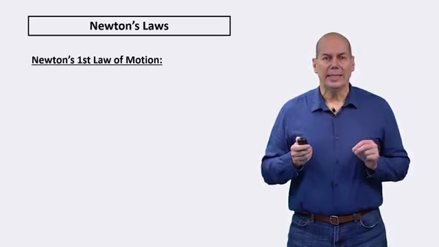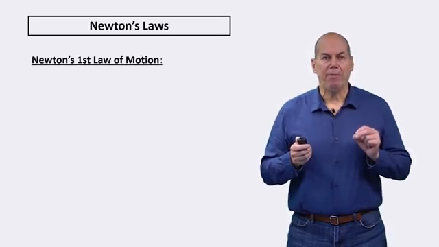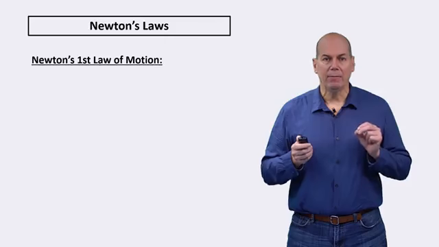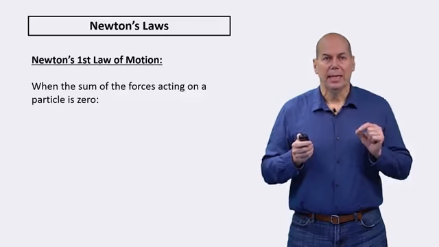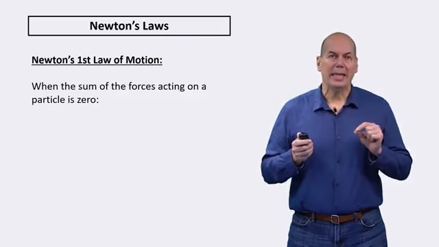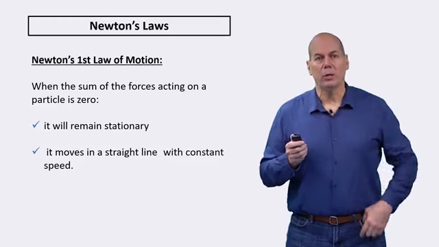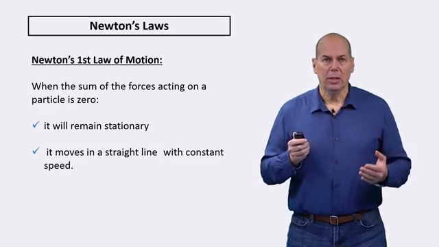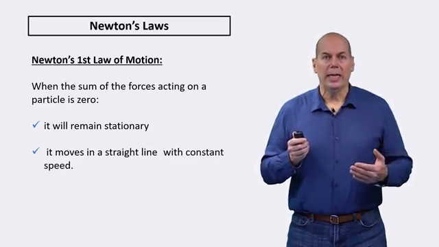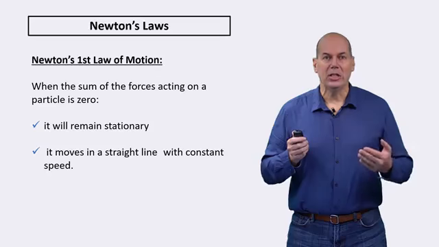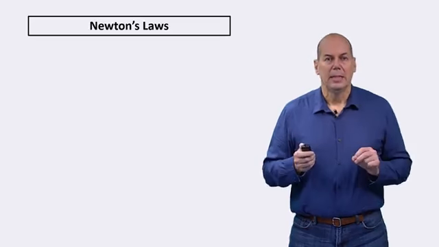Newton's first law states the fact that if on a particle the resultant force acting is zero, that particle will either be stationary or it will be moving on a straight line with a constant velocity. This law is a direct consequence of the assumption that we are using an inertial frame of reference.